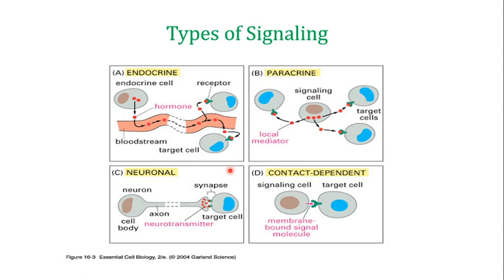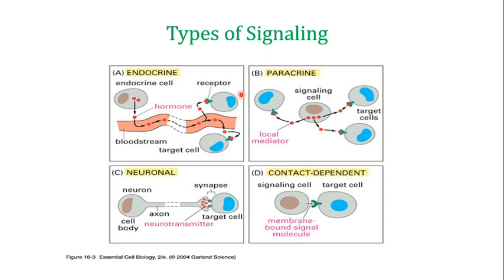One important type of signaling is endocrine signaling, in which an endocrine cell releases a hormone into the bloodstream, and that hormone utilizes the bloodstream as a medium to move from its producing cells to the target cell on which the receptor for that hormone is present. So when the hormone interacts with its receptor, a cellular response is generated.